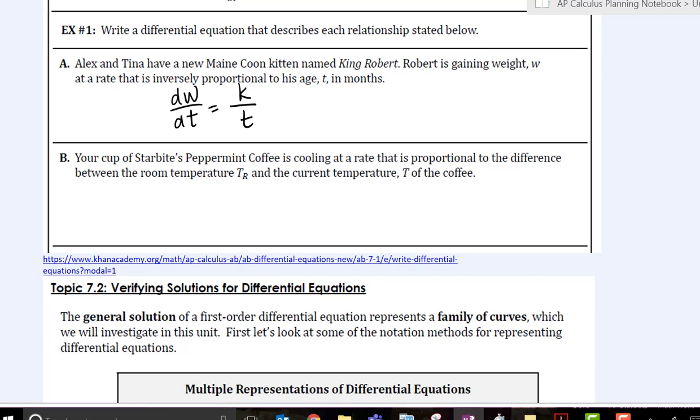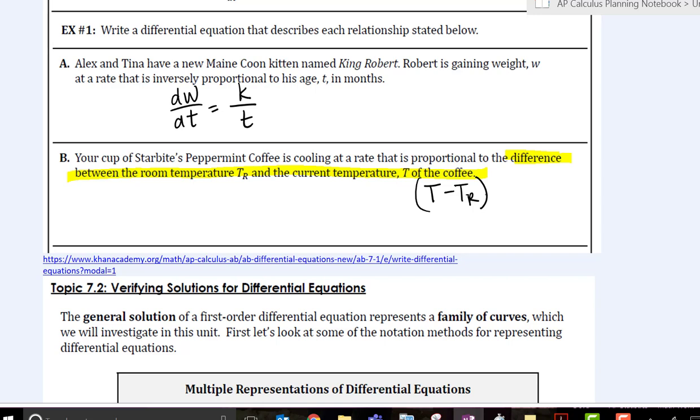Part B, your cup of Starbites peppermint coffee is cooling at a rate that is proportional to the difference between the room temperature, TR, and the current temperature, T, of the coffee. So let's get that first piece taken care of. We know that we're going to have one piece is the difference between the room temperature and the current temperature. I'm going to call this T minus TR. The difference between the room temperature and the current.